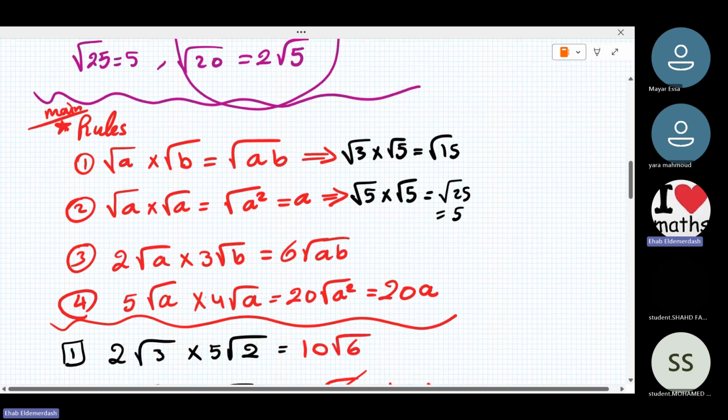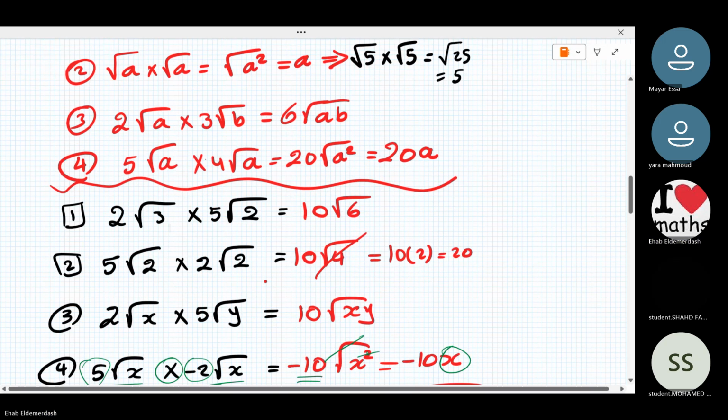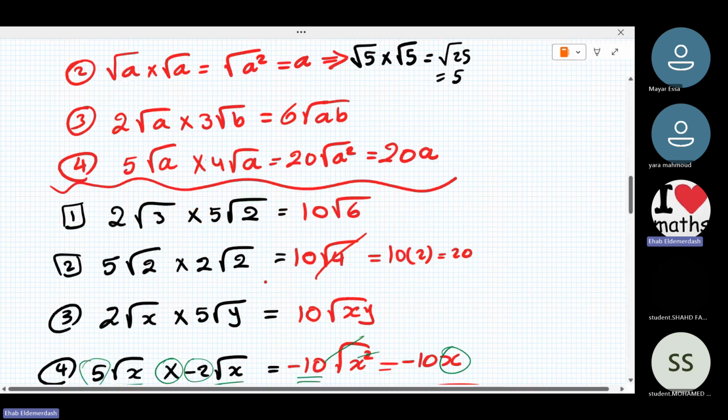Focus with me. Root A multiplied by root B gives the answer root AB. Root A multiplied by root A gives the square root of A squared, and the root of A squared is equal to A. Next, 2 root A with 3 root B. If there is a different number in front, we have to multiply them together. 2 multiplied by 3 equals 6, and then root AB. 5 root A with 4 root A: 5 into 4 is 20. Root A with root A gives root A squared, which is equal to A.